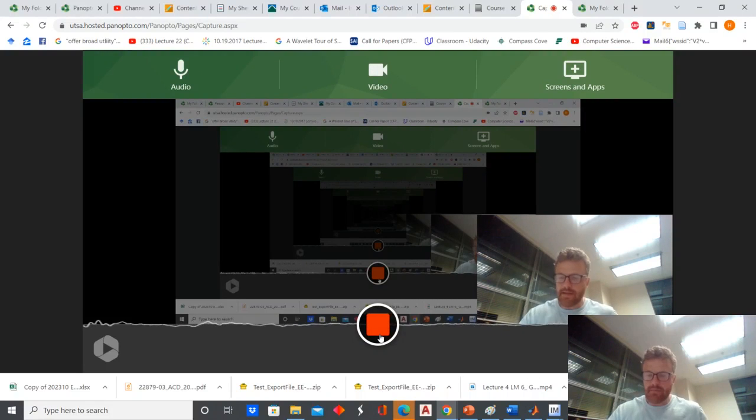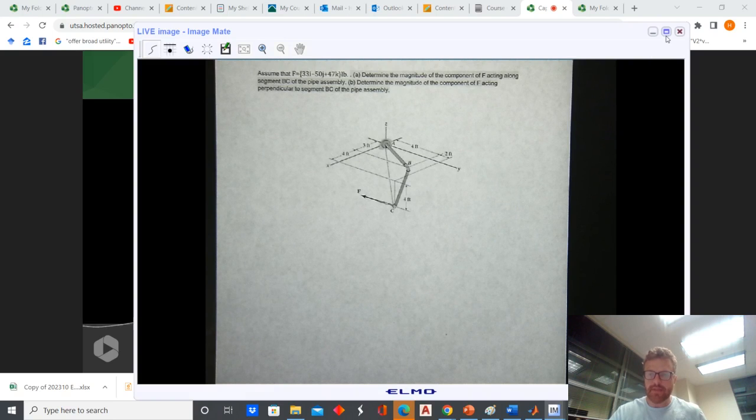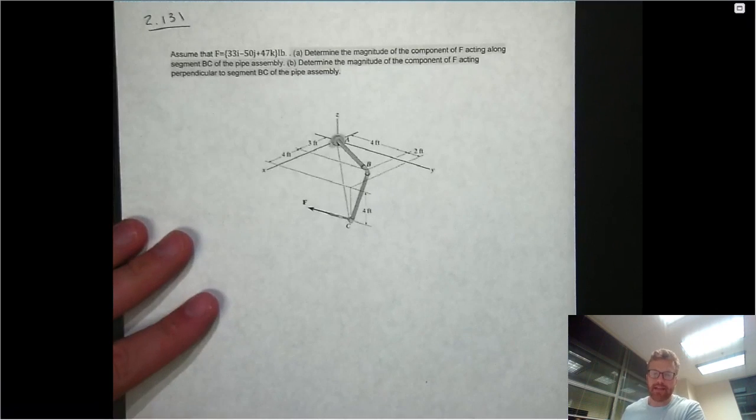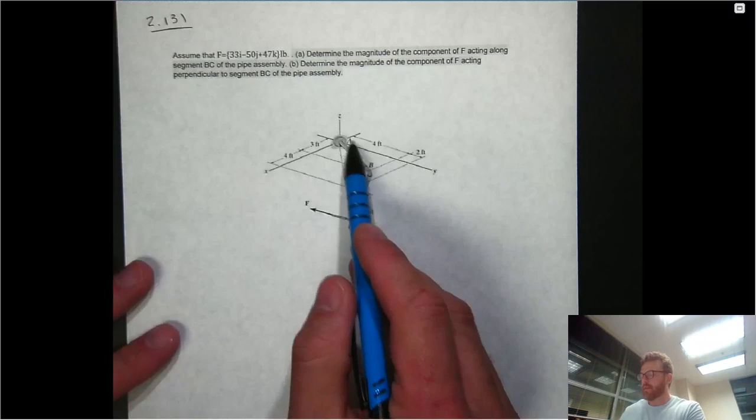So let's look at the second problem from the practice exam, which is 2.131. This deals with determining the component of a vector along a specified axis that's not one of our standard x, y, or z axes by taking a dot product with a unit vector along that axis. So here we have a pipe assembly.